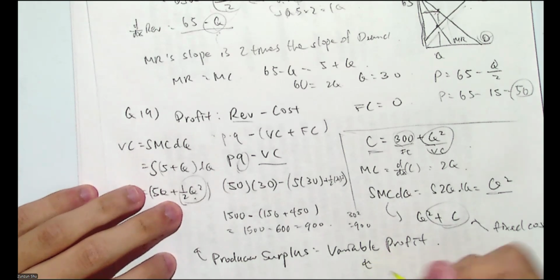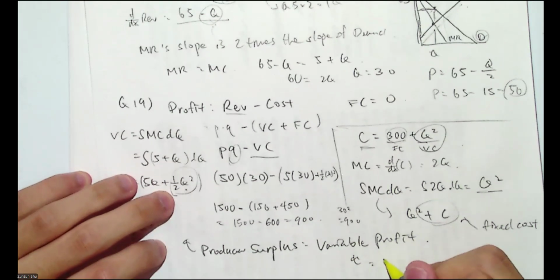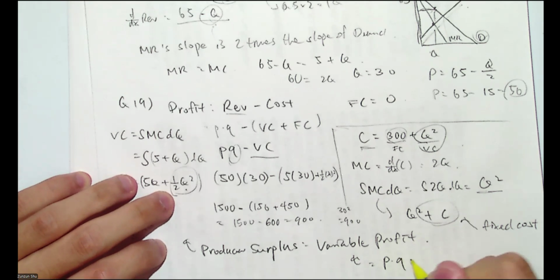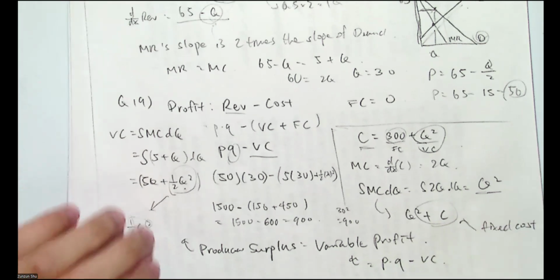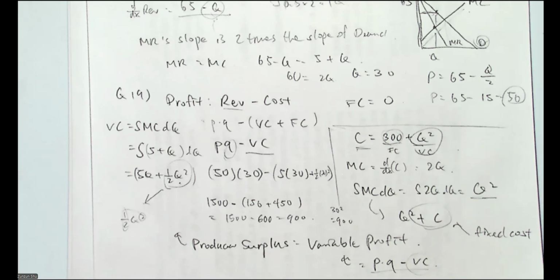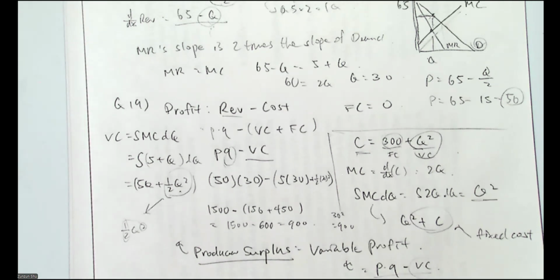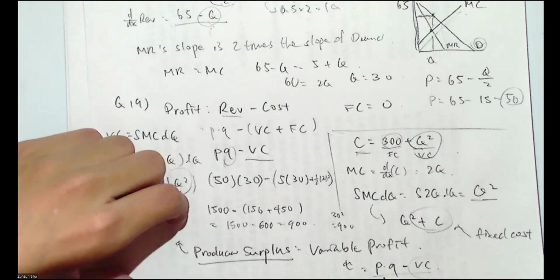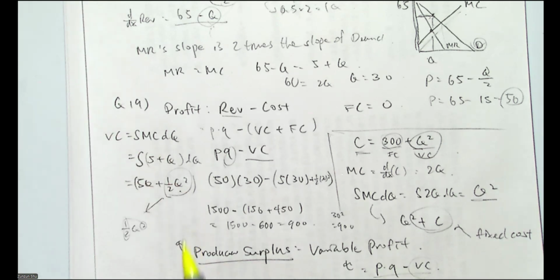Well, variable profit means your revenue, or in other words, P times Q, minus variable cost. And again, you still have to derive the variable cost somehow, or in other words, you can just find the producer surplus. Both of that will give you the same result. Okay, so here you see P times Q minus VC. Yes, that is the profit. That is also your producer surplus.